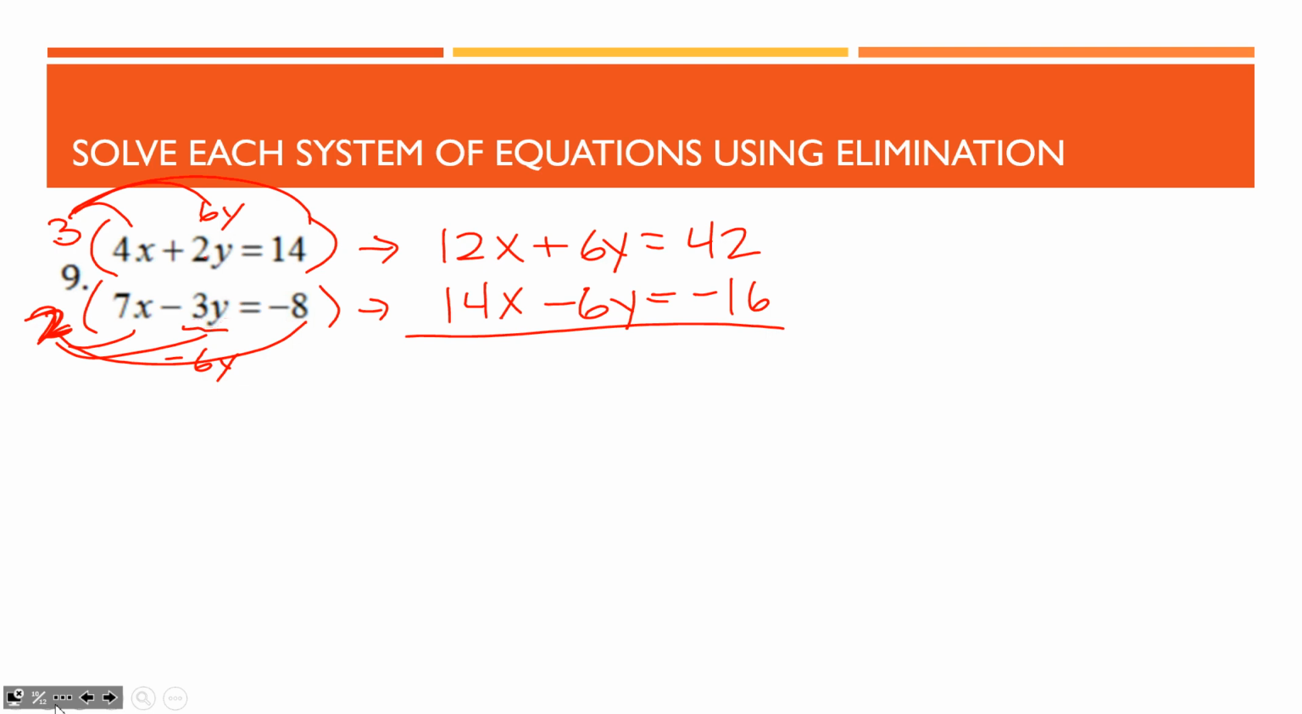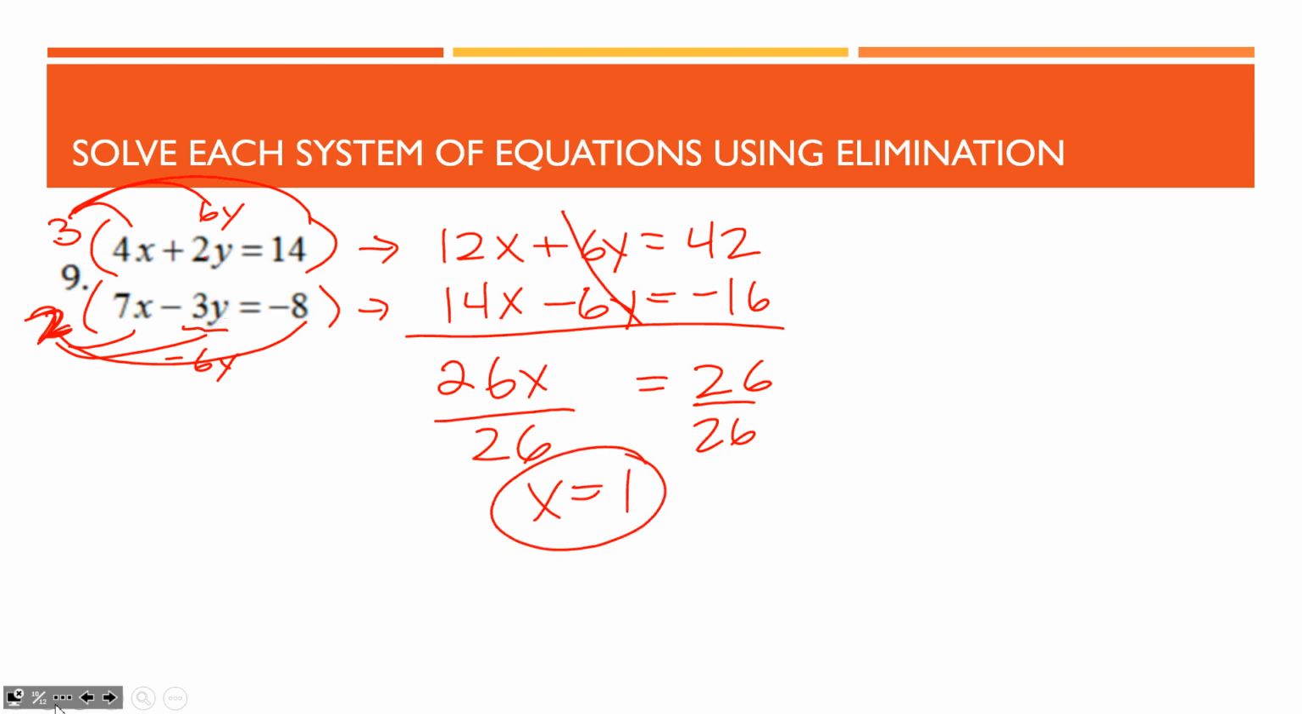When I add these together, 12x plus 14x is 26x. 6y minus 6y cancels out. And then 42 minus 16 is 26. So solving for x, I divide both sides by 26. I get x is equal to 1.